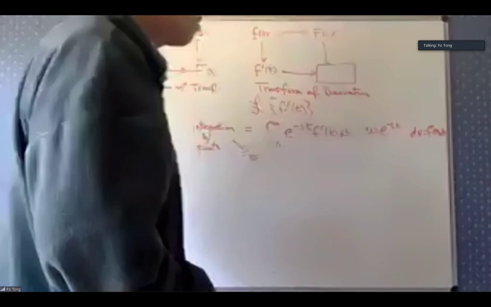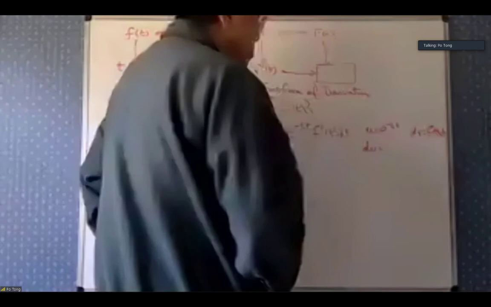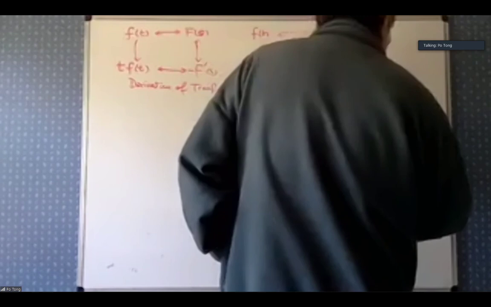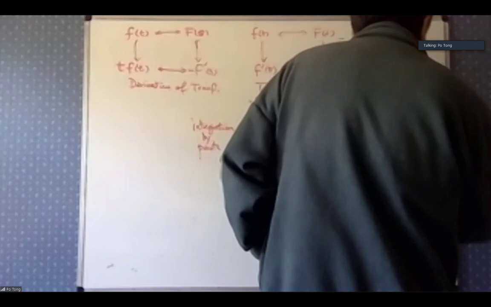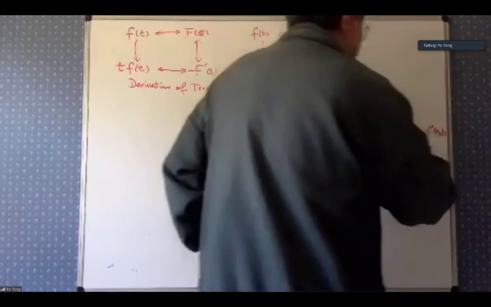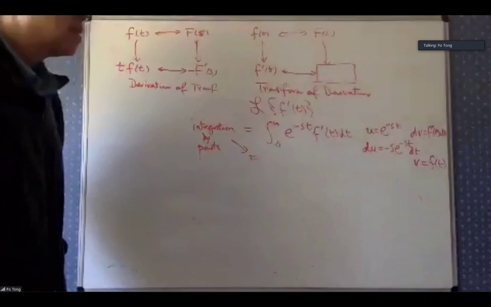Integration by parts, this du will be, what's du with respect to t? Minus s e to the power minus st. What will be v here? Sorry, I'm running out of space. What will be v? If dv is f prime t dt, v will be f of t. Is it okay?